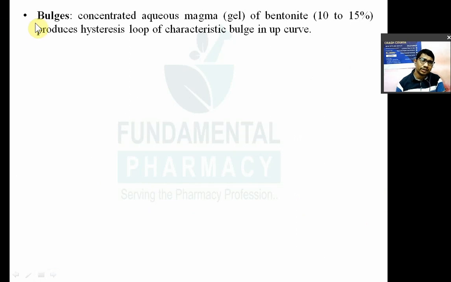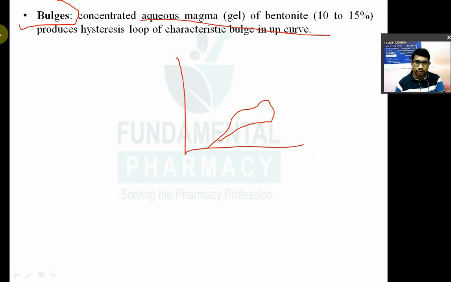Now bulges: some thixotropic material, for example concentrated aqueous magma of bentonite, 10 to 15%. It will produce a particular shape like this. So it will produce a bulge. That curve is known as a hysteresis loop, and the characteristic bulge is in the up curve.